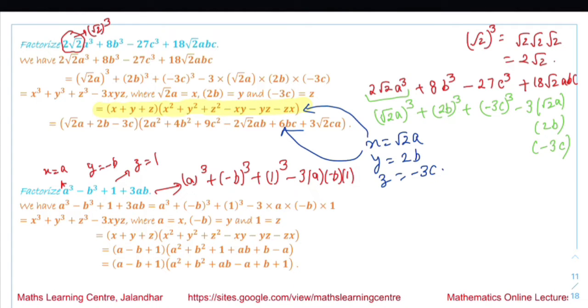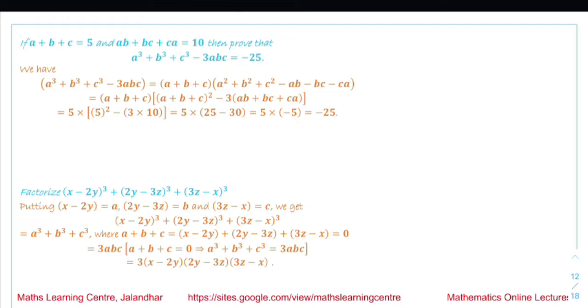So we will apply the formula. It is x plus y plus z into x square plus y square plus z square minus xy minus yz minus zx. When you substitute the values of x, y, z, you will get the final answer in this form, that it is a minus b plus 1 into a square plus b square plus ab minus a plus b plus 1. Now in the next question, it is if a plus b plus c is equal to 5 and ab plus bc plus ca is equal to 10, then we have to prove that a cube plus b cube plus c cube minus 3abc is equal to 25.